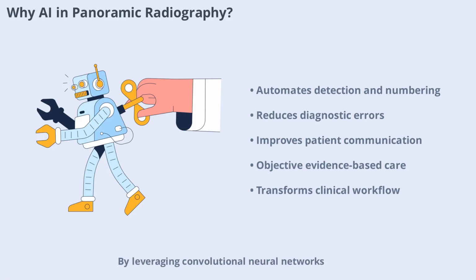By leveraging convolutional neural networks, AI can automate object detection, tooth numbering, and pathology identification. It provides rapid, consistent analysis, reducing the risk of misdiagnoses due to fatigue or bias. AI also enhances patient communication by overlaying color-coded findings on radiographs, making complex information accessible and boosting treatment acceptance. The rationale for AI adoption is not just technical, but behavioral, transforming subjective recommendations into objective, evidence-based consultations.